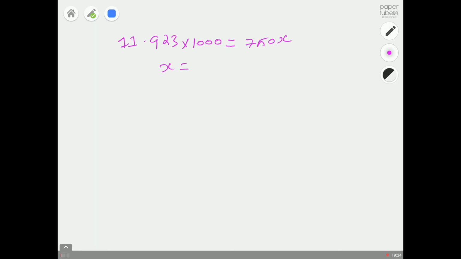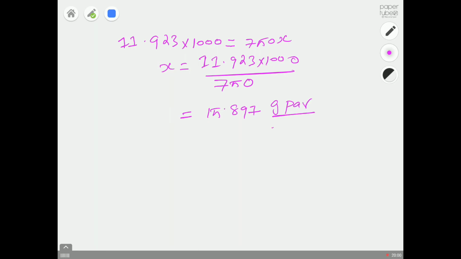So x will be equal to 11.923 multiplied by 1000 divided by 750. Maybe I can calculate it right now. Divided by 750, that will be equal to 15.897 grams of paracetamol per liter of IPA.